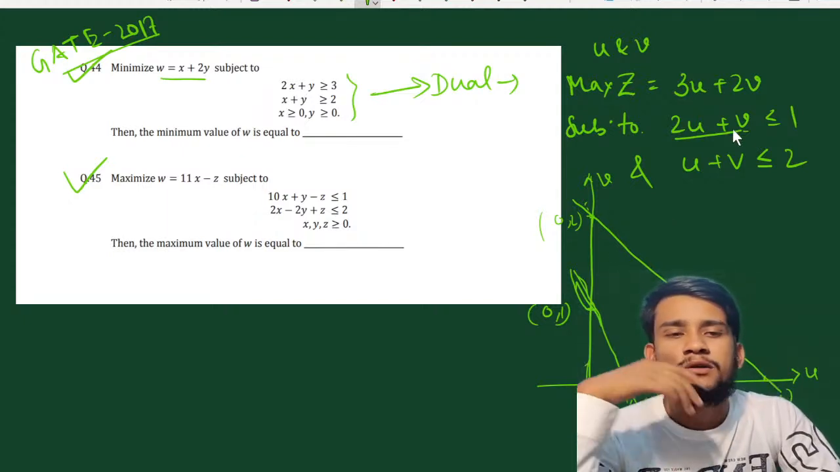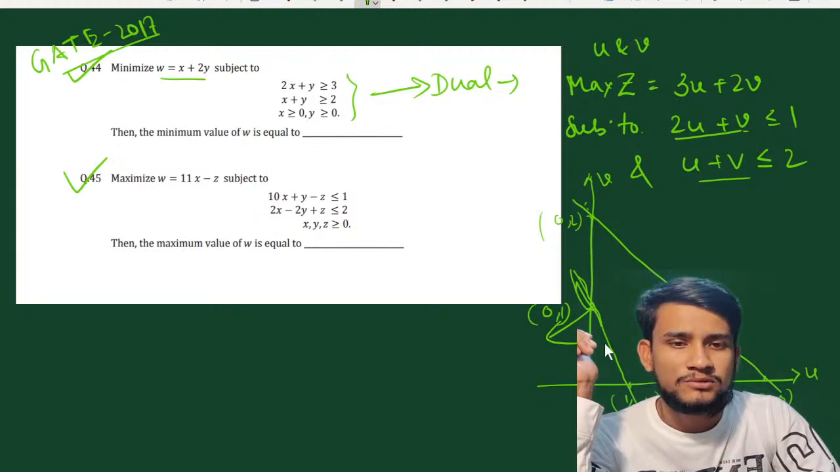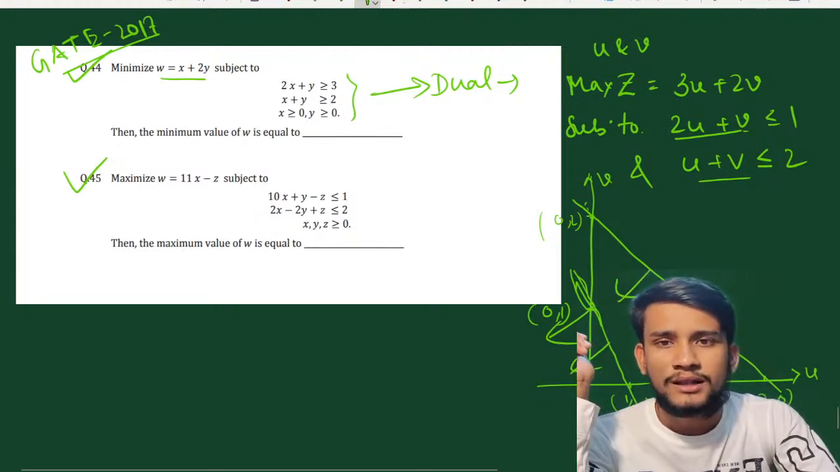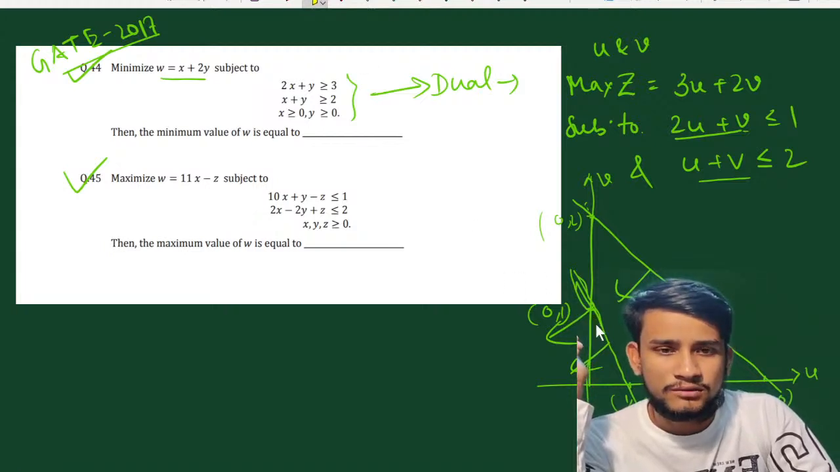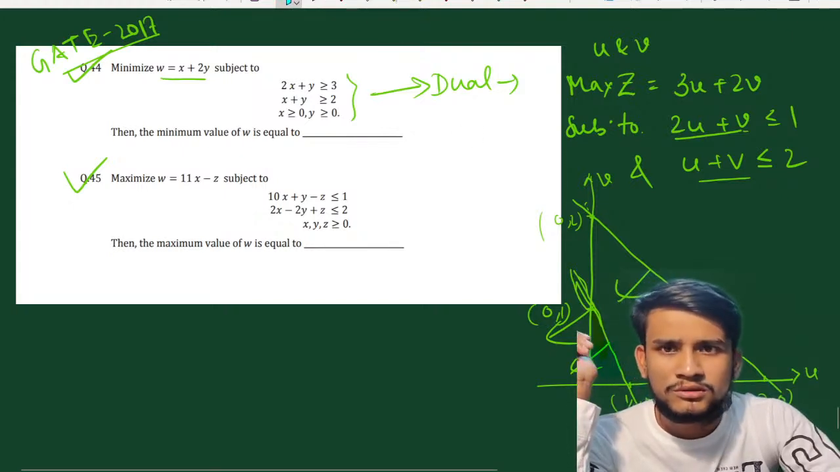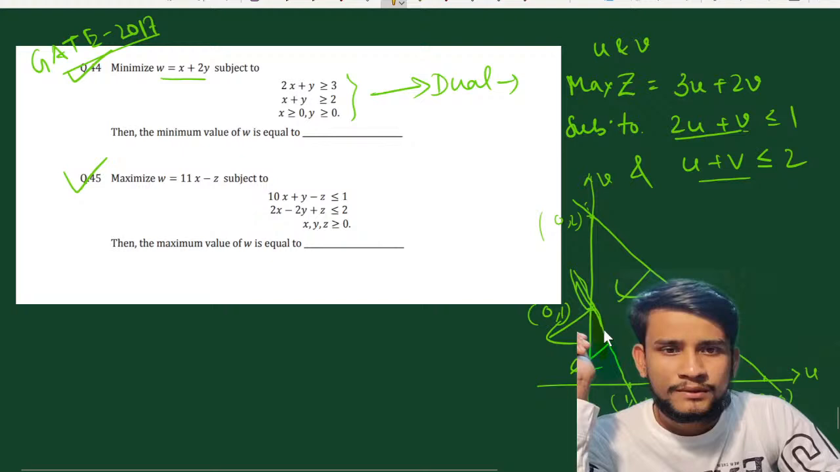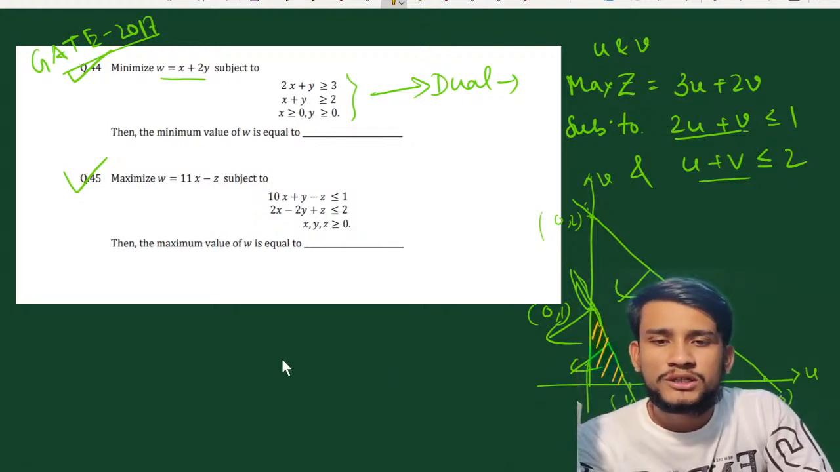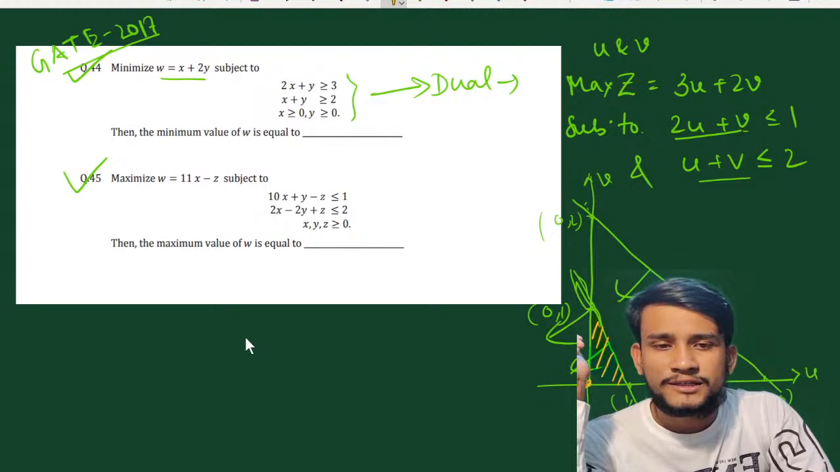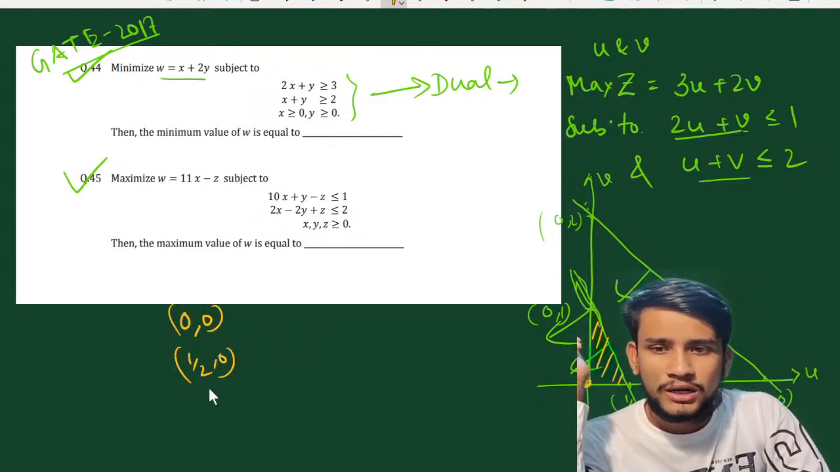Now if we put (0, 0), both are satisfied, therefore this side is the region for both the lines. So the common region is this one. Just a second, the common region is this one. The extreme points of the common region are (0, 0), (1/2, 0) and (0, 1).